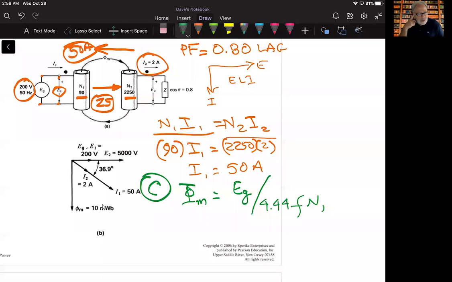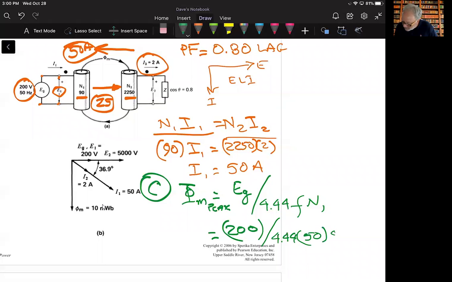Okay, so solving equation 9.1 for peak flux. We have this, and then knowing this relationship that the flux linkage in the secondary is the same as the flux linkage in the primary, I can use this and plug into this to get my value. Okay, here's a constant. The frequency in this one was 50 hertz, and the number of turns there was 90.